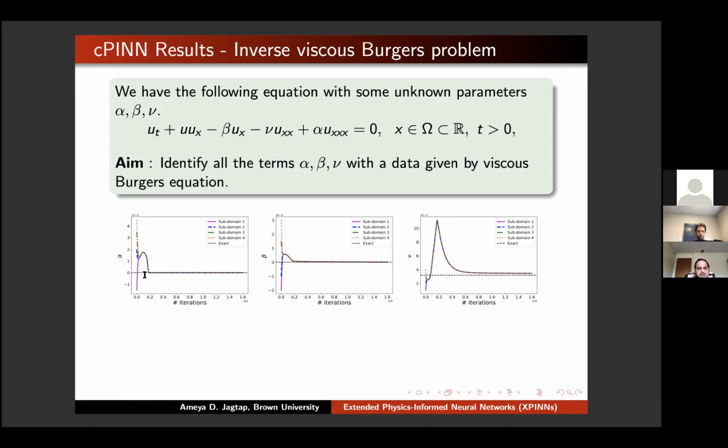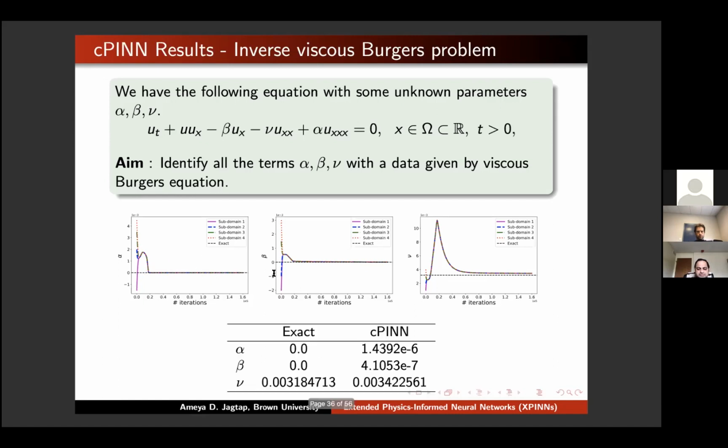So you can see these four curves: the red dot, the green, blue, and the magenta color here. We are initializing these values differently in different subdomains, and as the optimization process starts, you can see that with the number of iterations, they started converging to a single point, and then converging towards the average value, the exact value here, which is shown by this dashed black line. You can see the exact values of alpha, beta, and nu, and the values given by the CPINN, which is quite accurate.